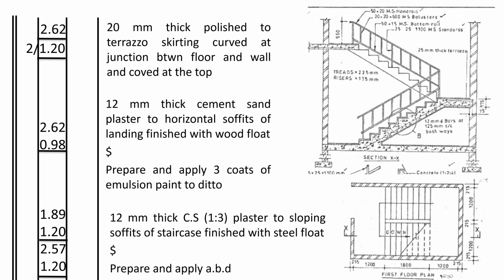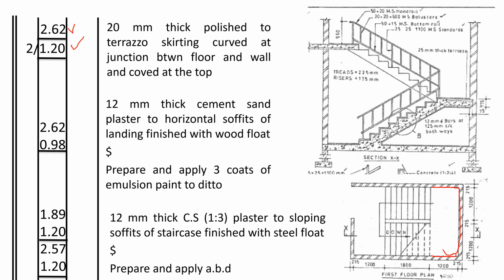The skirting we usually place it here, here, and here. Sorry, here, this wall. So for the length, it's 2.62. For the width it is 1.2. You multiply by 2 sides.